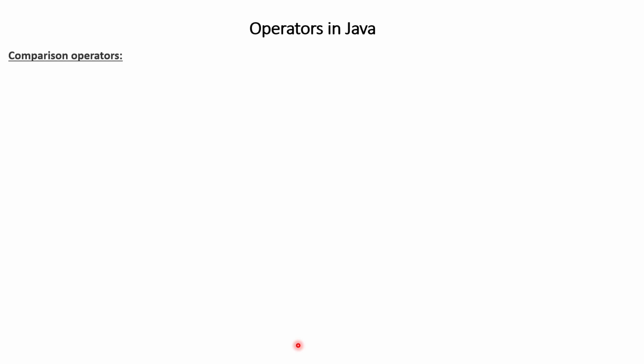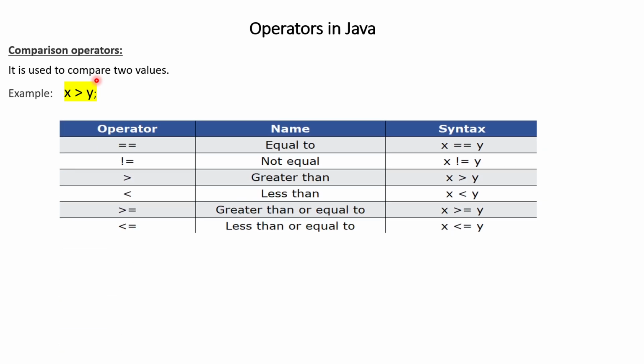Okay, then we have comparison operators. They are used to compare two values, as the name of the operator suggests. For example, x greater than y. In comparison, further we have these operators.